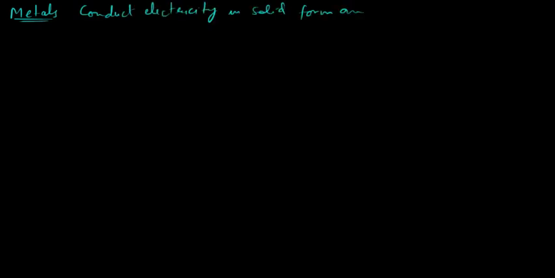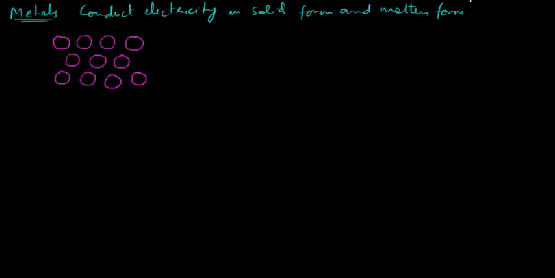In today's video, I'm going to discuss the unit number 9 of our syllabus, that is metals. So metals, they are unique substances. They can conduct electricity in molten form and in solid state. Now let's see the structure of metal to explain the properties of metals.